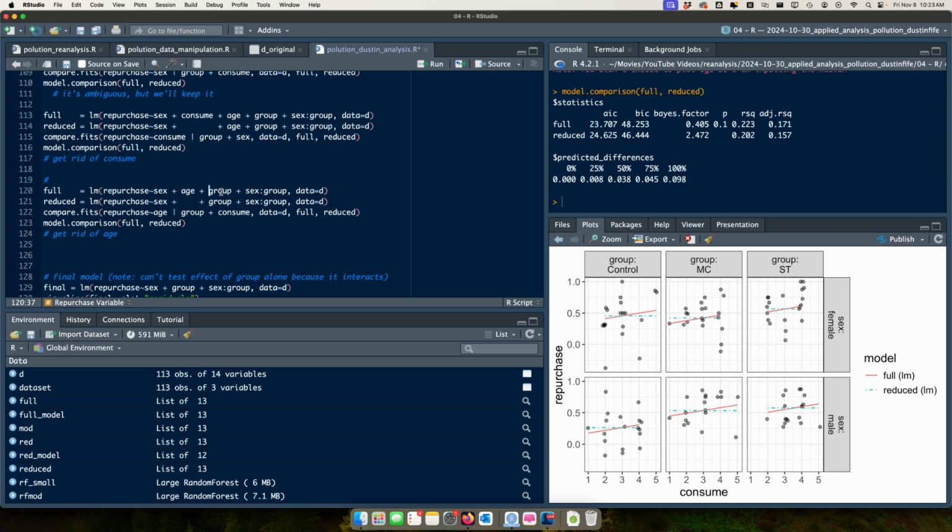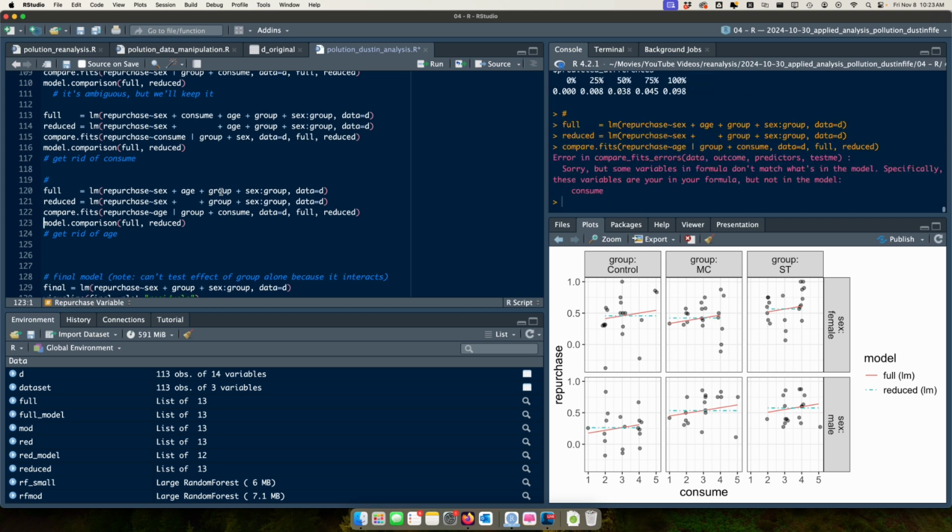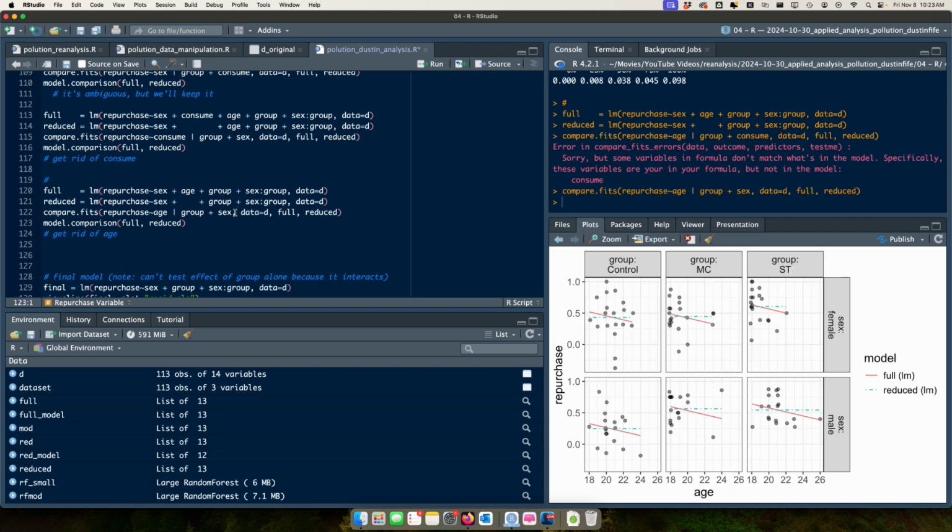So now I'm comparing a model with versus without age. And then, oops, let's see, some variables. Oh, consume, yeah, that shouldn't be there anymore. Plus sex. And then if we look at the two models here, again, the reduced is flat as it should be because age isn't a predictor in the reduced model. And we do see differences, not massive differences, but there are differences, kind of hard to tell from here.